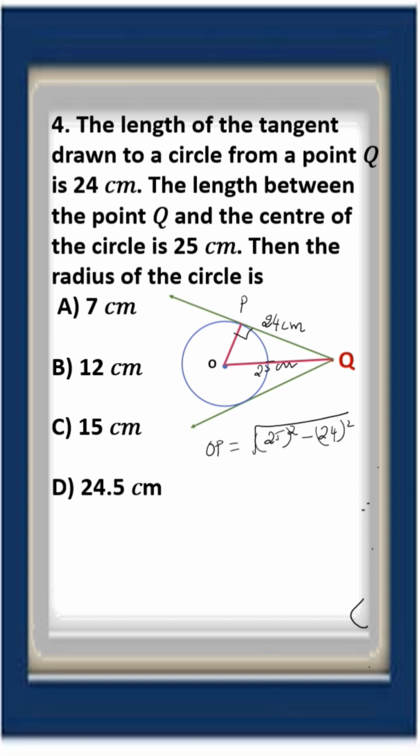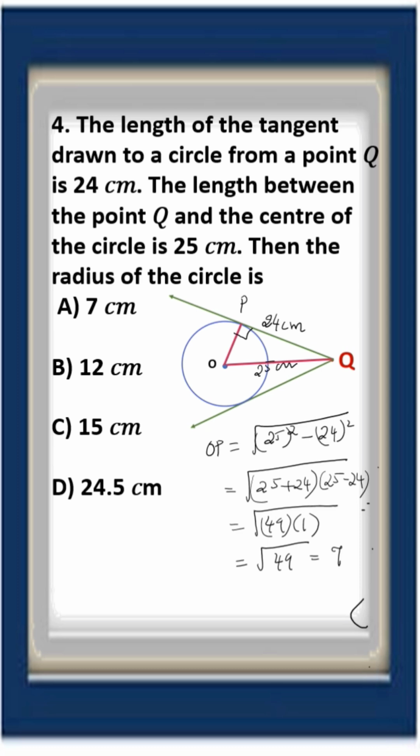By using the formula identity, A plus B into A minus B is equal to A square minus B square. So square root of 25 plus 24 into 25 minus 24, that is equal to 49 into 1, that is equal to square root of 49, that is equal to 7. So OP is equal to 7 centimeter. So radius of the circle is 7 centimeter. Option A is correct.